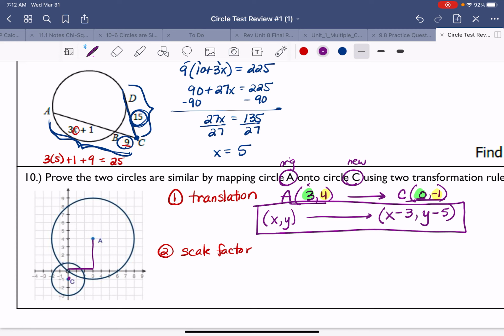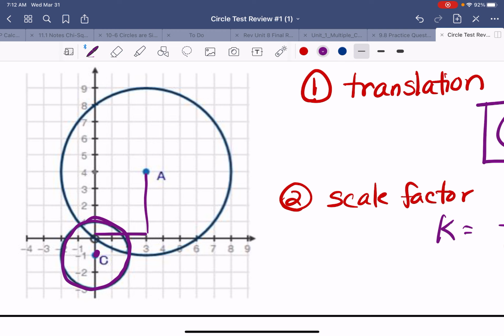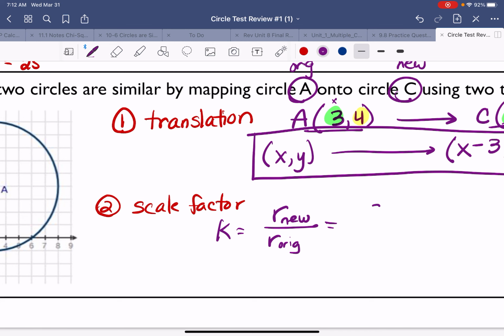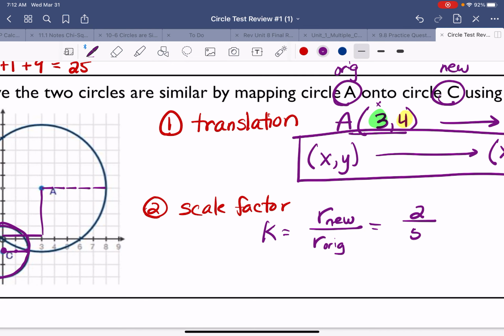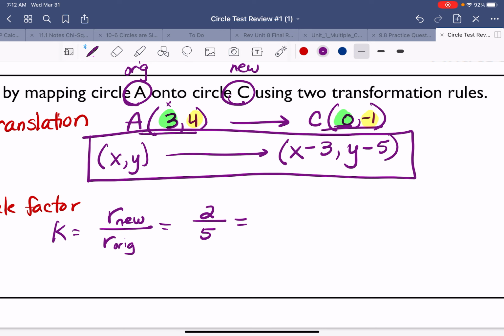And then the other thing with the scale factor, you have to use the formula k equals r new divided by r original, right? So the radius of my new circle, remember the smaller one was the new circle. So my radius has a distance of 1, 2. So my new circle has a radius of 2. And then my original circle has a radius of 1, 2, 3, 4, 5. So if you know how to count, you can do just fine. So here we have 2 divided by 5, and that's pretty much it.